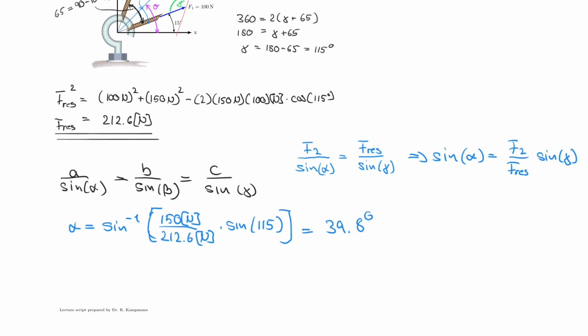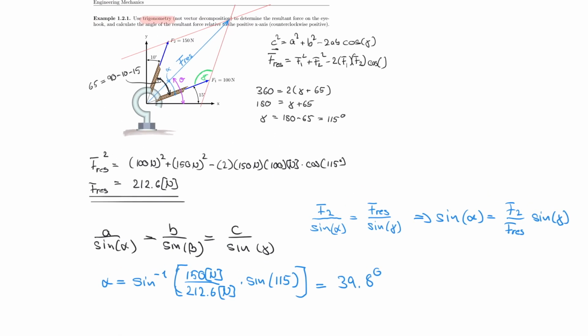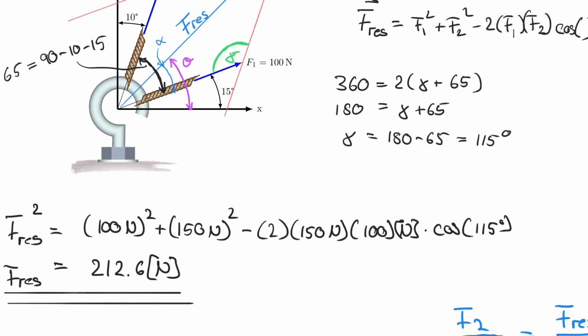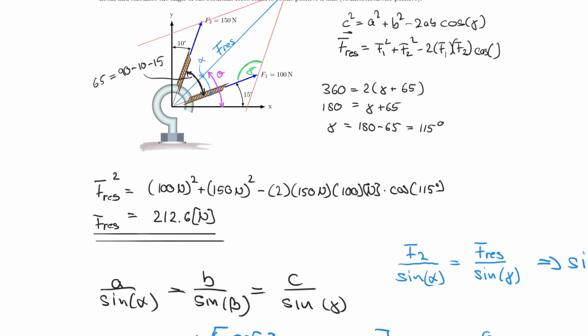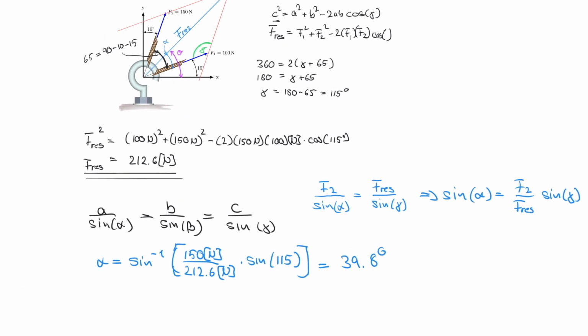However, be careful, because that's not the true answer here. We're not looking for that angle. We're actually looking for the angle theta, right? We're looking for this angle from here to here. So I now have to add 15 degrees to it. So let's do that in our last step. So my theta is really equal to 39.8 degrees plus 15 degrees, and that is equal to 54.8 degrees.